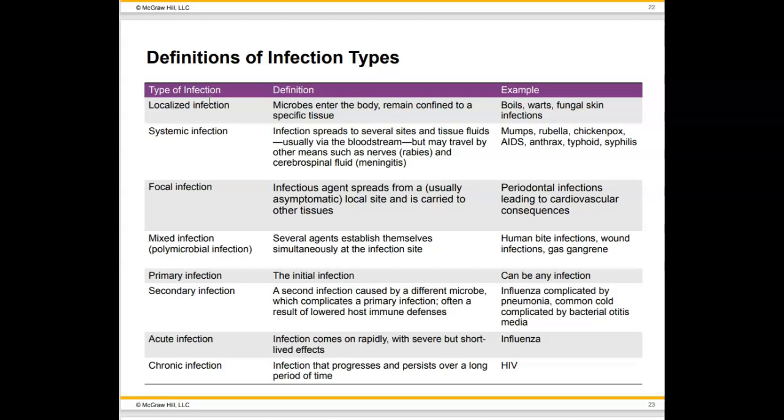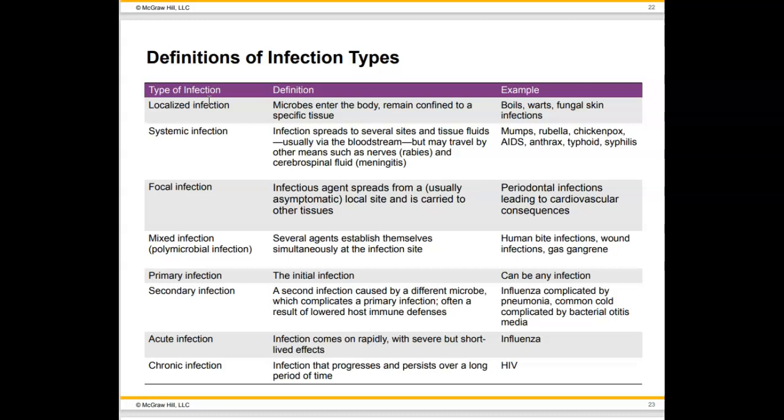Focal infections, as it says, are infectious agents that spread, usually asymptomatic, from one site and are carried to other tissues. So periodontal infections leading to cardiovascular consequences, right? You might have something that you're not even paying attention to going on in your mouth. We have a lot of bacteria in there. And then you get a little cut, and now it's in your bloodstream and traveling to other parts of your body.